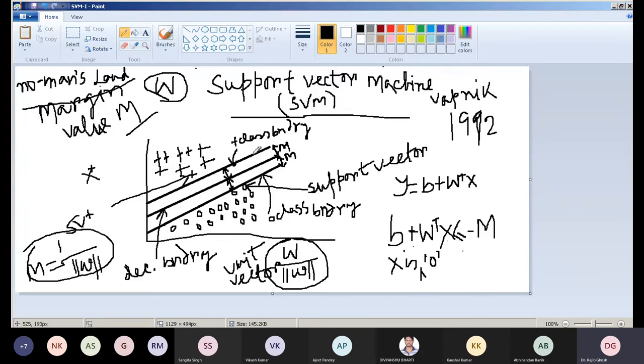And if it is greater than M, okay, greater than M, then it will be placed in the plus class region. And if it is lesser than minus M, because this side is M, this side is minus M, equal amount we have taken on both the sides, that's why we have written M, but if this side is M, this side is minus M, so if it is lesser than minus M, it will be placed in the circular class region. Okay, and if it is equal to M, then it is a support vector of the plus class. If it is equal to minus M, it will be a support vector of the circular class.